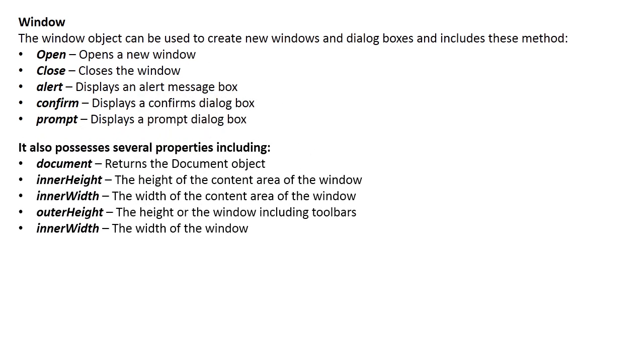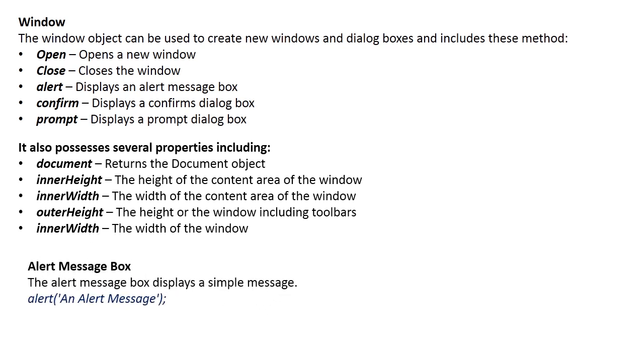It also possesses several properties including document, which returns the document object. Inner height, the height of the content area of the window. Inner width, the width of the content area of the window. Outer height, the height of the window including toolbars. Outer width, the width of the window.